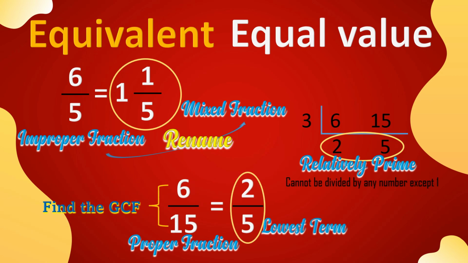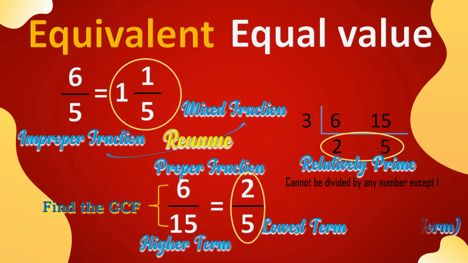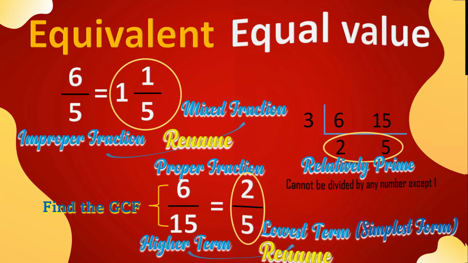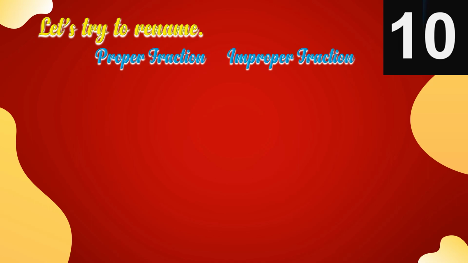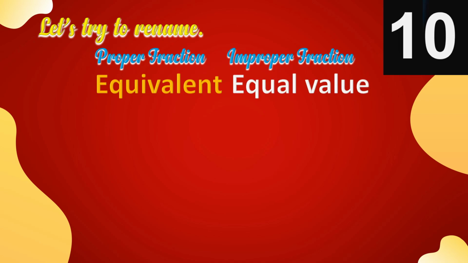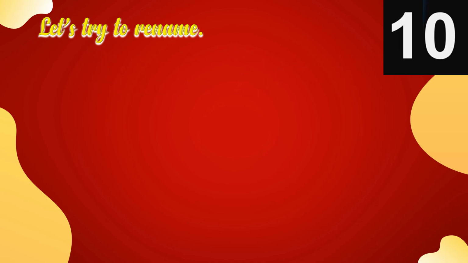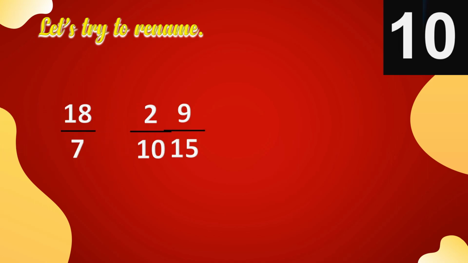At ngayon, dahil proper fraction sila, si 6/15 ang tawag natin ay higher term, while the lowest term is the simplest form. Yan yung pinaka-simplest answer natin. Okay? So, let's have our example para medyo ma-practice natin. Okay? Rename the following: proper fraction or improper fraction. Hanapin natin yung equivalent or the equal value of the following. So, let's start by 10 seconds ulit, no? Para inyong sagutin. Ready?